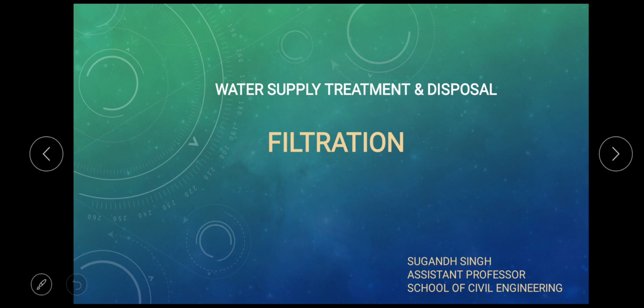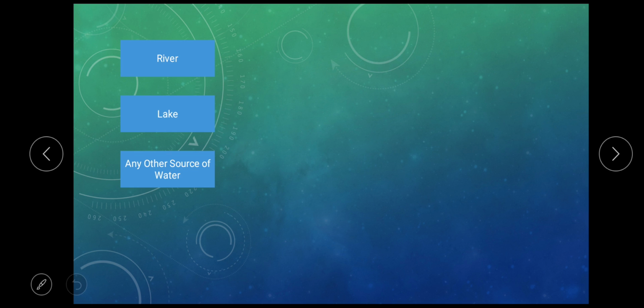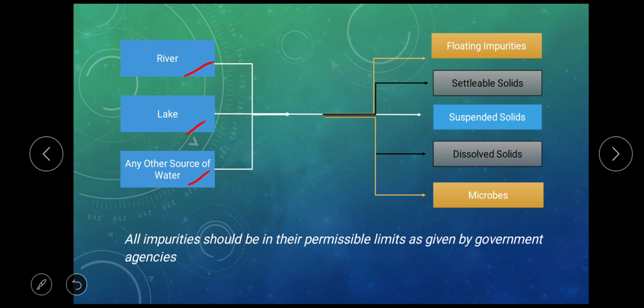So let's start. We have to extract water from a river, lake, or any other source to fulfill the water demand of a community, city, or any rural supply scheme. Water may contain floating impurities, soluble solid, suspended solid, dissolved solid, and microorganisms. All these impurities should be within their permissible limits as given by the government agencies. So, we have to provide unit operations and other supporting facilities in order to reduce these impurities present in the water. Floating impurities can be removed by screen.